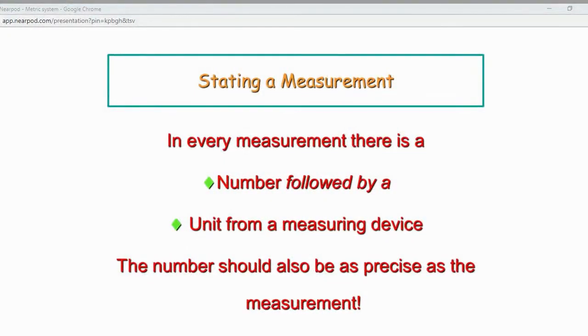Okay. Just to review what we did when we were talking about the scientific method, for every measurement you have, there must be a number followed by a unit from a measuring device. So if you want to say that park is a certain distance away, you would say it is 1 kilometer away, a number followed by a unit. And that number is going to be as precise as your measurement. When we talked about our significant figures, it's going to be determined by our measuring device.